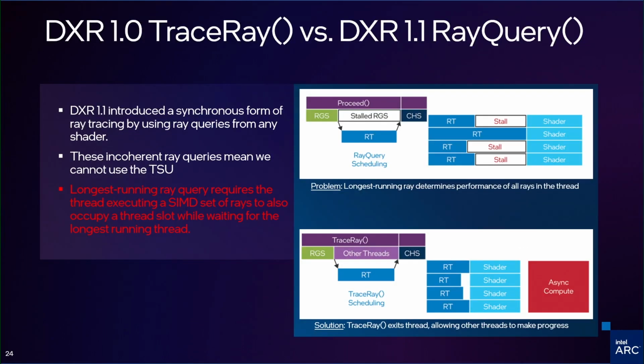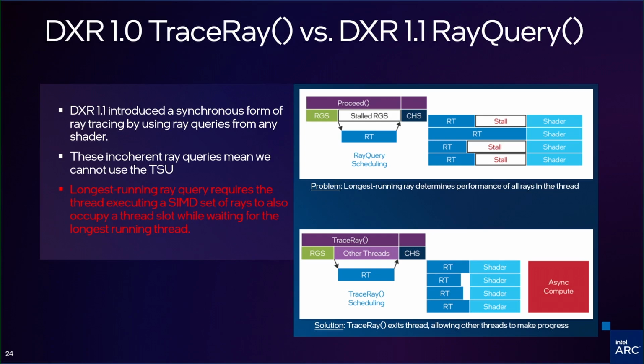Now what I want to talk about is some of the difference between what we call an asynchronous style of ray tracing, which is what DXR 1.0 enables, and a synchronous style, which is what DXR 1.1 uses. I have these pictures on the right-hand side to motivate some of the problems with this synchronous style of ray tracing. If you look at the top image, you can see we have our ray generation shader launched, and then we call ray query. Ray query is effectively the replacement for the trace ray API that is used in the 1.0 implementation.